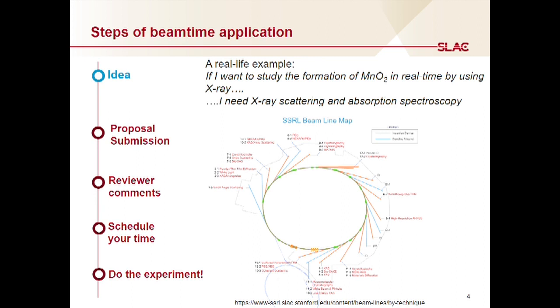So if I have this idea in my mind, I want to do this at a synchrotron radiation center. I go to a beamline map, which at SSRL looks like this, showing all the available beamlines in the ring. You can see that there are a lot of beamlines with many different techniques, including scattering and spectroscopy. And you can find this beamline map on this website.